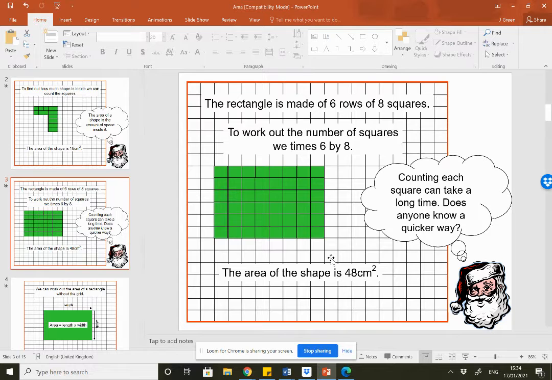Okay. Same with this one. There are two ways of doing this. Again, you can just count all the squares, but there's a shortcut, children. If you use your times tables, you can take a really snazzy route to the answer.